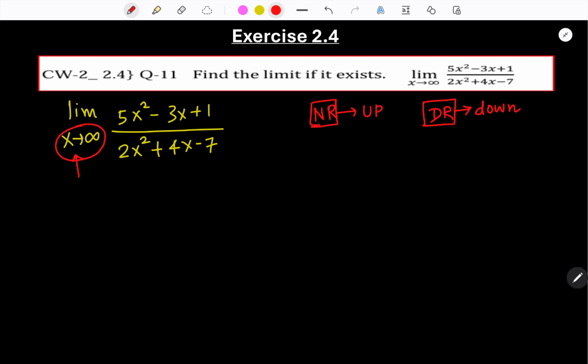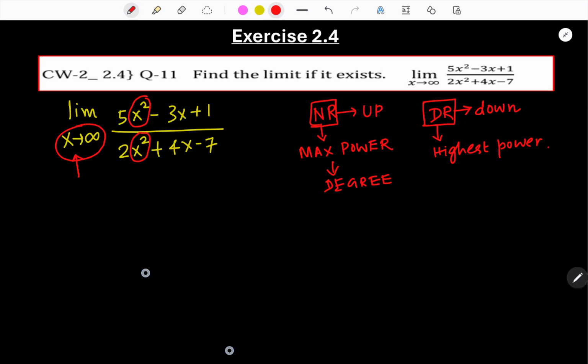You divide the numerator and denominator by its maximum power, or you can say highest power, or you can say a single word, degree. So let's go to this question. What is the highest power here? X square. And here? X square. So we are going to divide by the highest power.